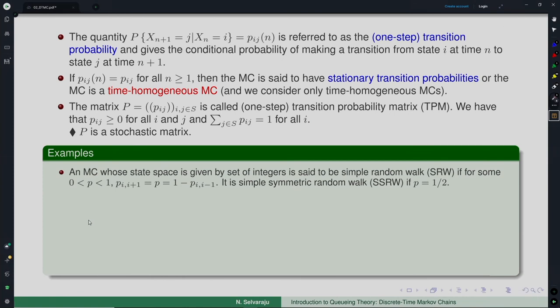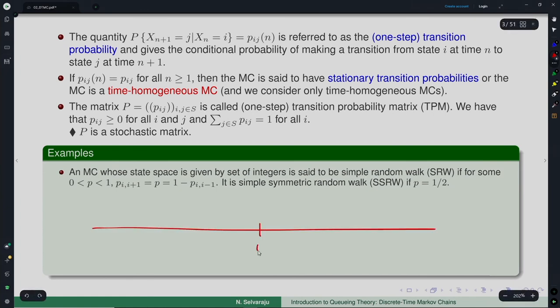So, a Markov chain whose state space is the set of integers is said to be a simple random walk if, for some p, the probability of moving from i to i plus 1 is p, and from i to i minus 1 it is 1 minus p, and no other transitions happen, right. So, basically what you have here is a simple random walk. You could have something like this: at 0, you have minus 1, you have 1, 2 and 3 and so on, and minus 2 and so on.